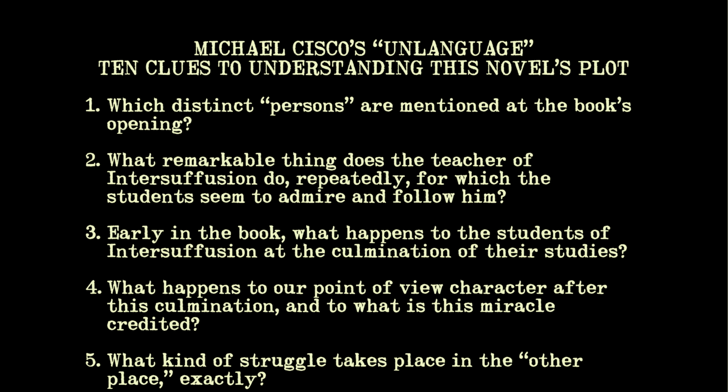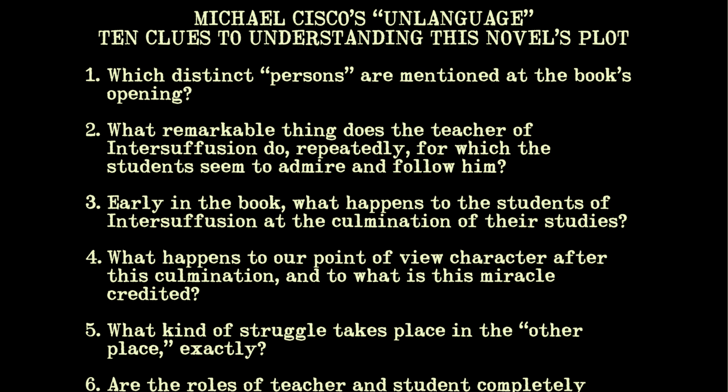1. Which distinct persons are mentioned at the book's opening? 2. What remarkable thing does the teacher of intersuffusion do repeatedly, for which the students seem to admire and follow him? 3. Early in the book, what happens to the students of intersuffusion at the culmination of their studies? 4. What happens to our point of view character after this culmination, and to what is this miracle credited? 5. What kind of struggle takes place in the other place exactly?